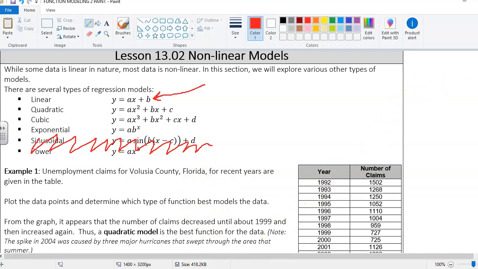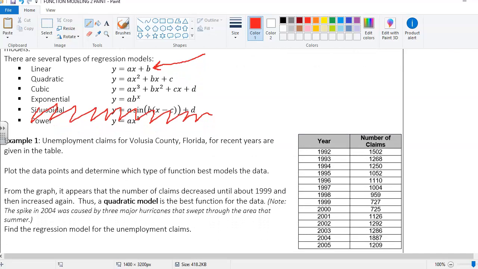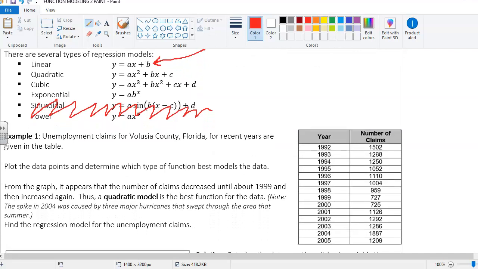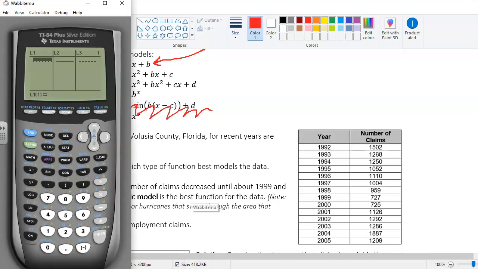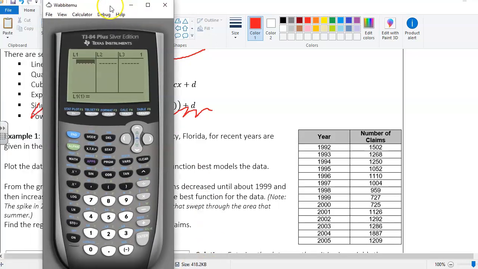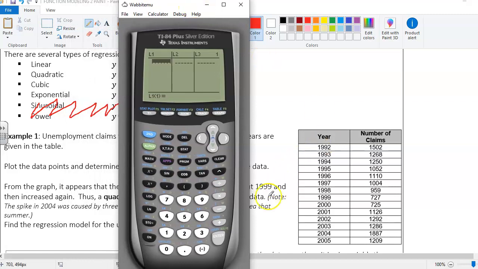And to be honest, we're going to learn about how you can very easily know which choice is the best anyway. So don't get overwhelmed by all the different types of models. Let's just go into our data, type it in, and I'll show you some tricks.